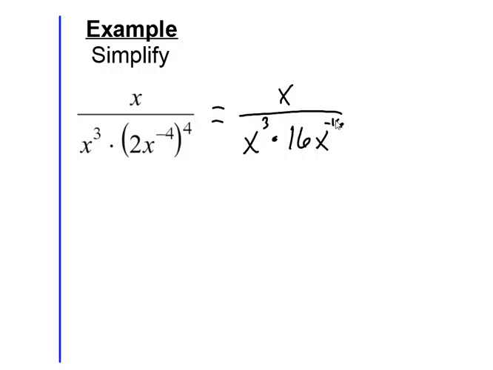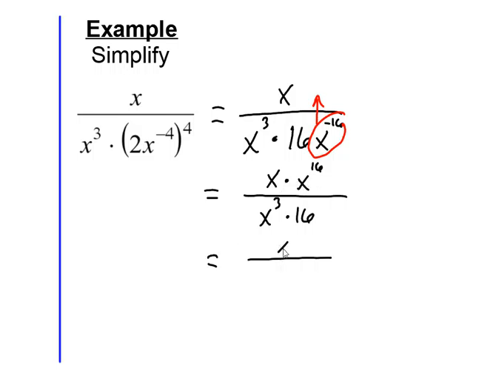Now I can take this negative exponent on the x and move him up. Now on top it says x times x to the positive 16th. On bottom is still the x to the third and the 16. Let's combine these x's on the top. We end up with x to the 17th for a 1 plus 16. And the bottom we just have a 16 with an x to the third.